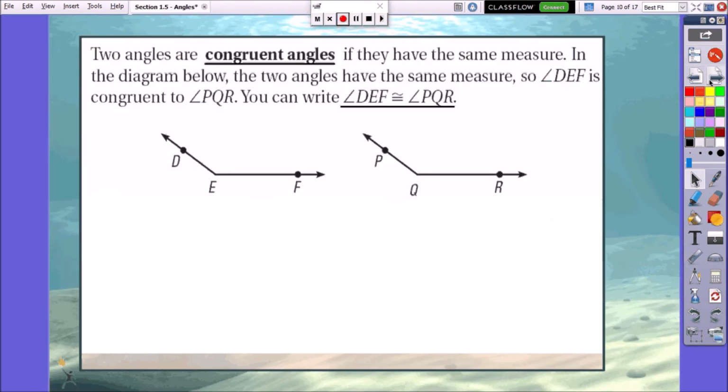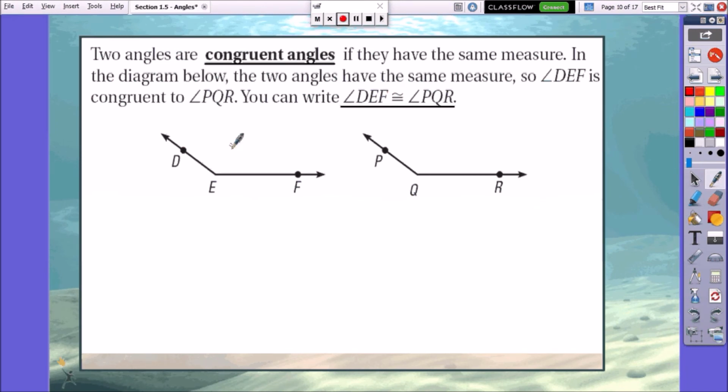There we go. So two angles are congruent angles. We talked about congruent segments in some previous videos. So angles are congruent if they have the same measure. So in this diagram below, the two angles have the same measure. So angle DEF is congruent to angle PQR. And so just like we did with segments, we could use that congruent symbol. It looked like an equal symbol with a little squiggle or a tilde on top.